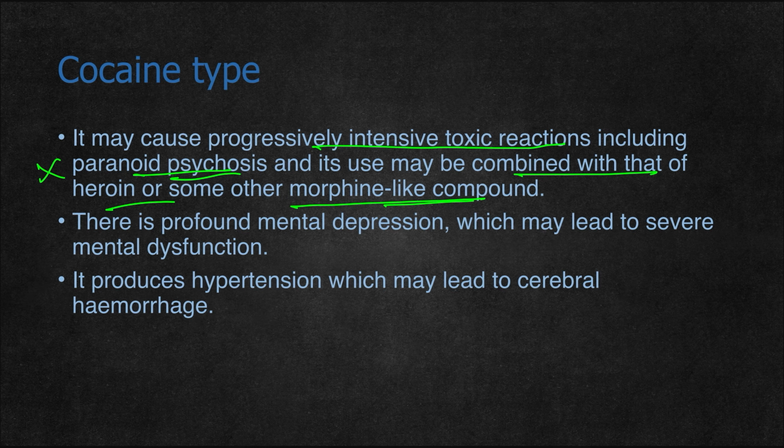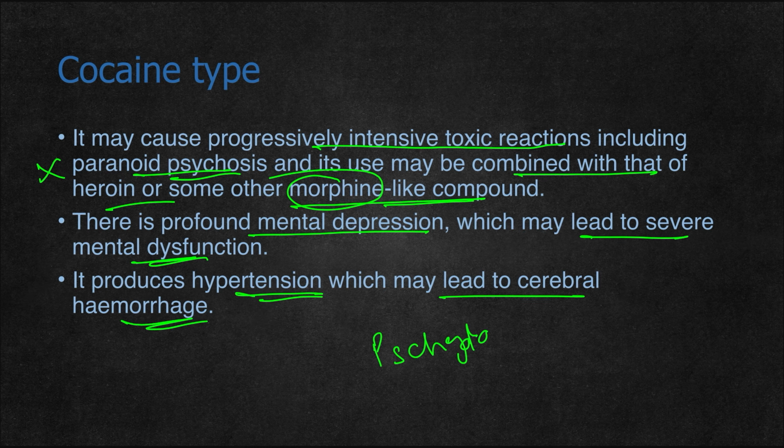Because of that, the person usually gets some withdrawal symptoms, since it is usually combined with morphine, leading to cross tolerance. There is a profound mental depression which may lead to severe mental dysfunction. It produces hypertension which may lead to cerebral hemorrhage and even death. So usually cocaine develops some form of psychological dependence, and stoppage of it leads to psychological symptoms. Paranoid psychosis also develops.